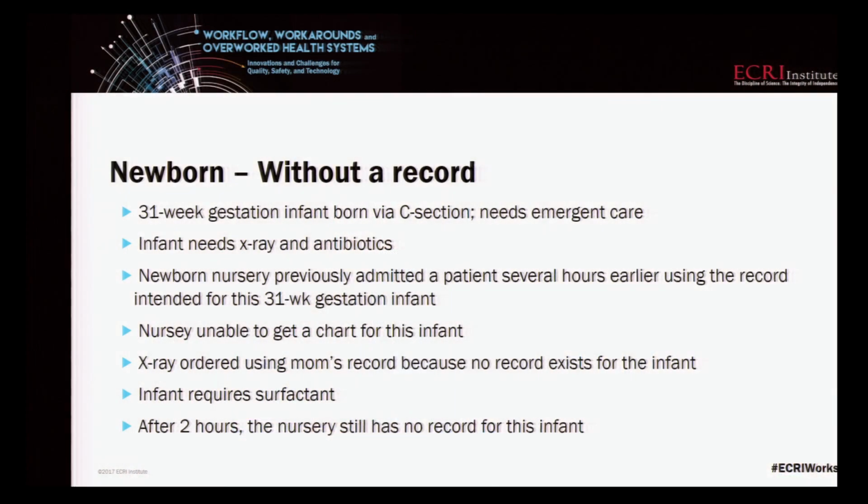And I'll do one more. Here's a newborn without a record. In this case, a 31-week gestation infant was born via C-section and needed emergent care. The infant needed x-rays, needed antibiotics. For some reason, the newborn nursery had previously admitted a patient, a couple hours earlier, using the record that was intended for the infant, for the newborn. And so the nursery was unable to generate a chart for that newborn.